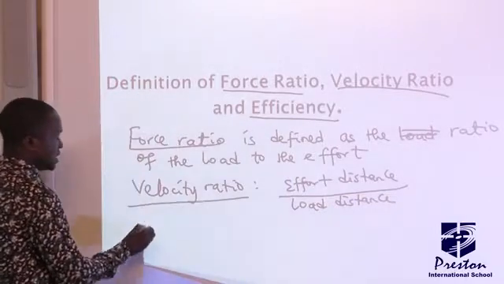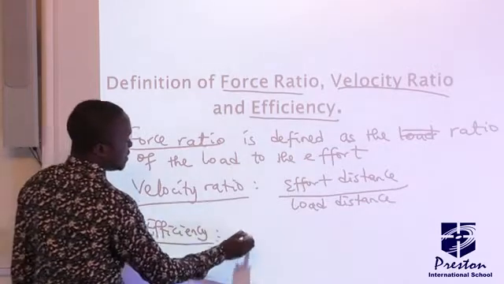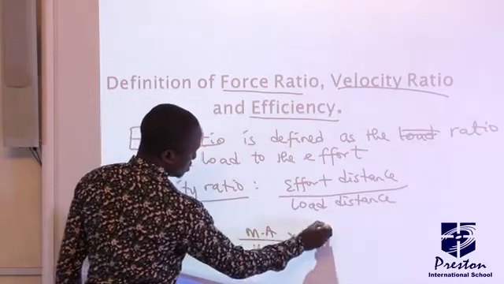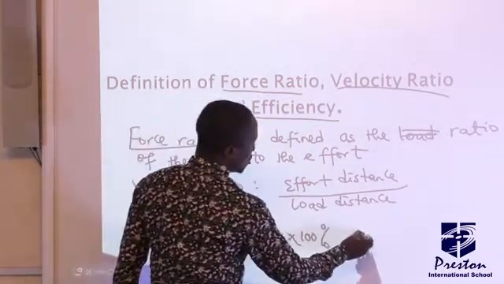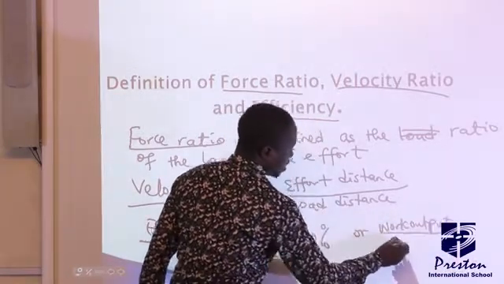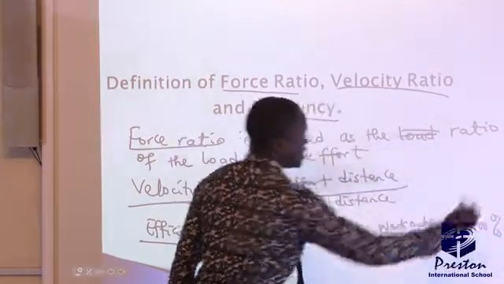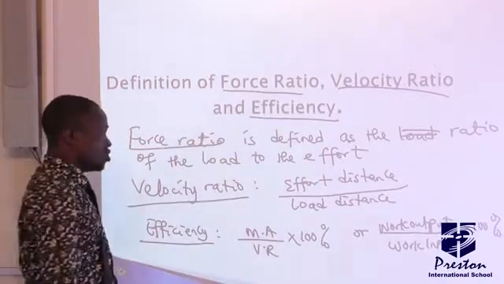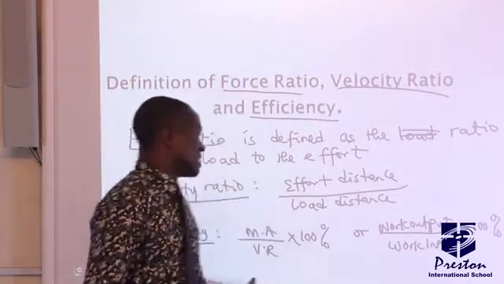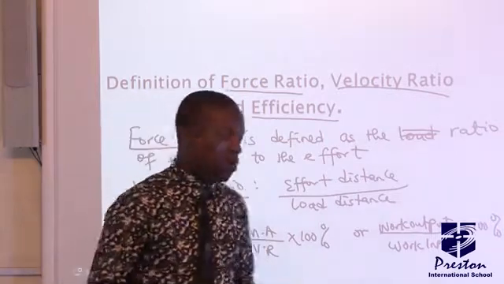Then what of efficiency? We can define efficiency as the ratio of mechanical advantage to the velocity ratio expressed in percentage. This is the formula for efficiency. Or you can also use work output over work input times 100%. The unit of efficiency is percentage. So you know what it means when you say a machine is not that efficient. It means that the ratio of the work output to work input expressed in percentage is very small.